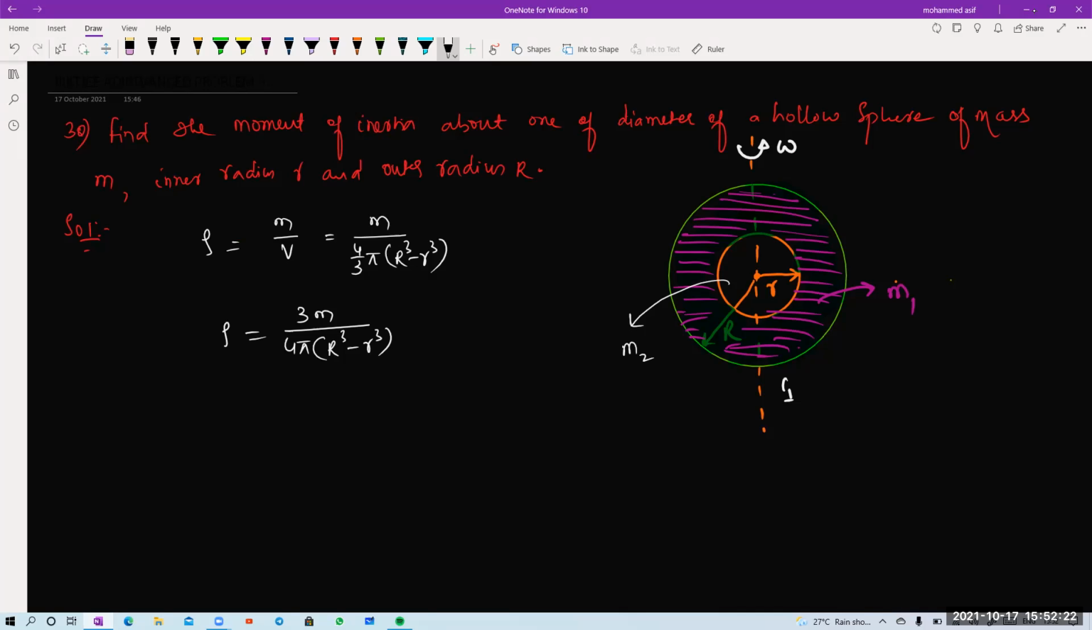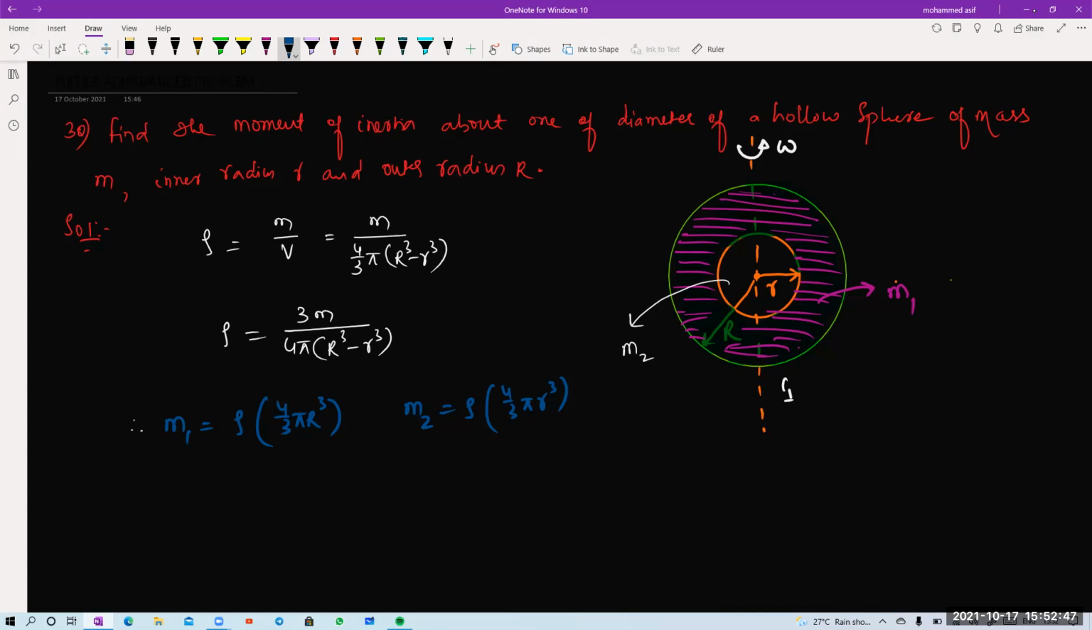So mass will be equal to, I'll write with another marker, M1 is equal to rho into volume, that is density into volume. Volume will be 4 by 3 pi into capital R cube. The same way M2 will be equal to rho, because they are made of the same material, into 4 by 3 pi into small r cube. Can I write like this?